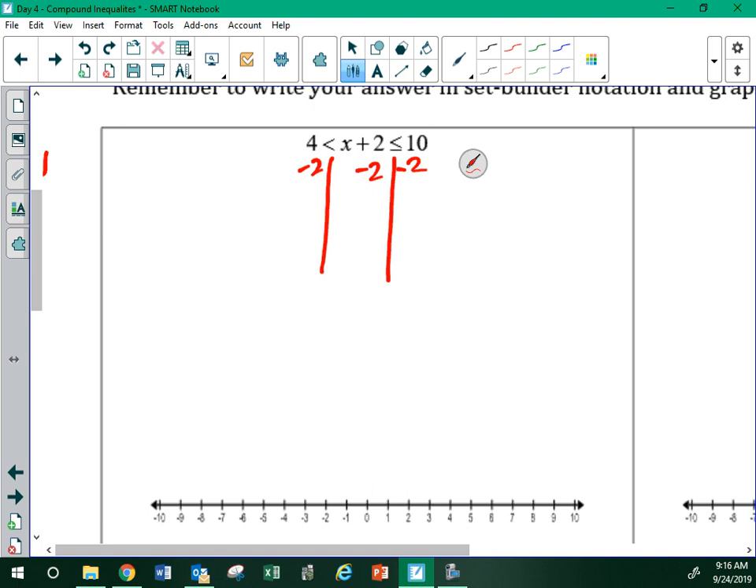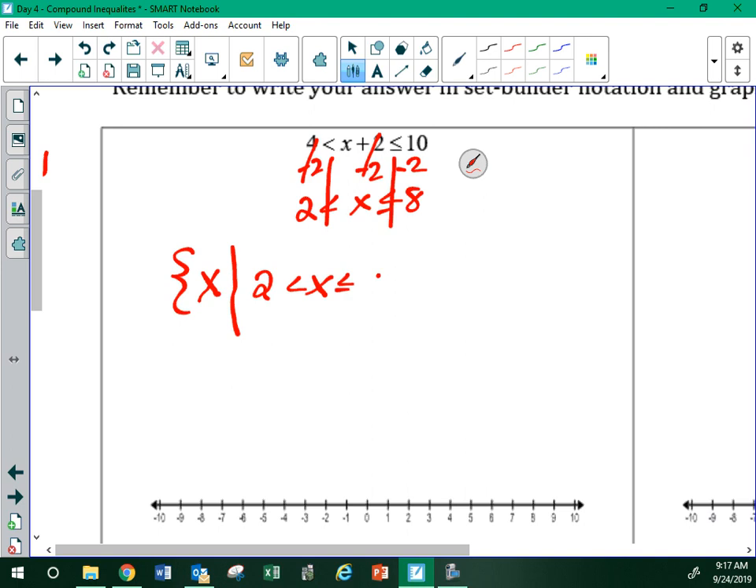So now we're going to simplify each thing. 4 minus 2 is 2. My 2's cancel out here. So I'll have 10 minus 2 is 8. We have x by itself, so we have our solution. We're going to write this in set builder notation: 2 less than x, less than or equal to 8.